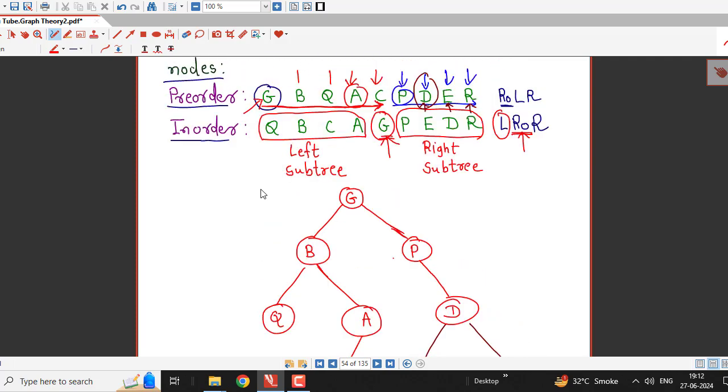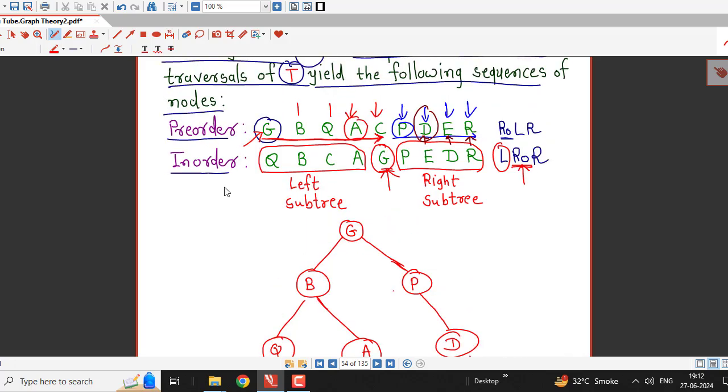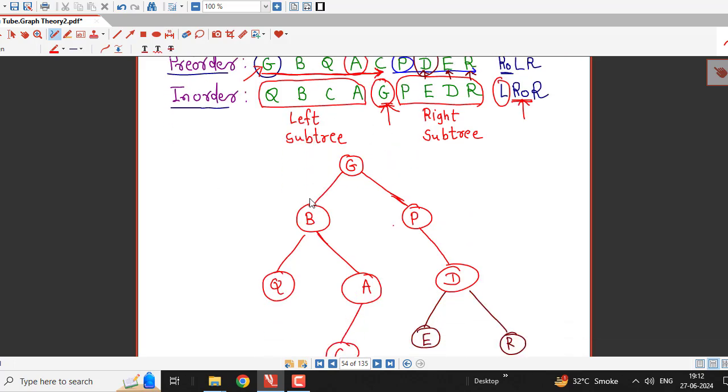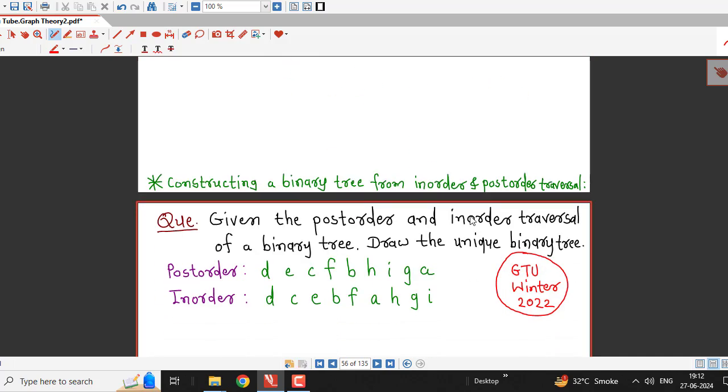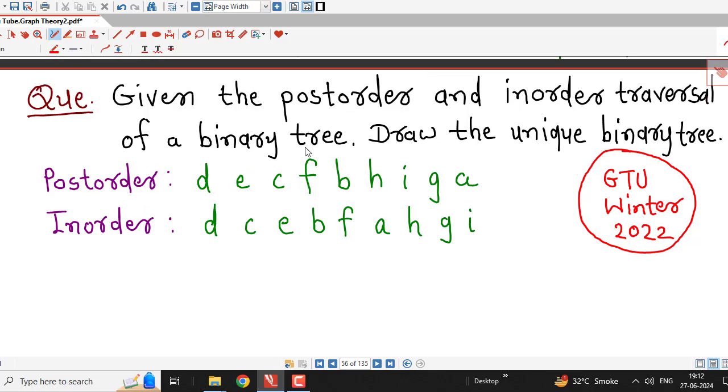So in this way we can easily construct this binary tree if we are given its pre-order and in-order traversals. Similarly, we can construct a binary tree if we are given its in-order and post-order traversals. So now here I have given the post-order and in-order traversal of a binary tree, and I have to draw the unique binary tree, and this question was asked in the GTU Winter 2022 exam.